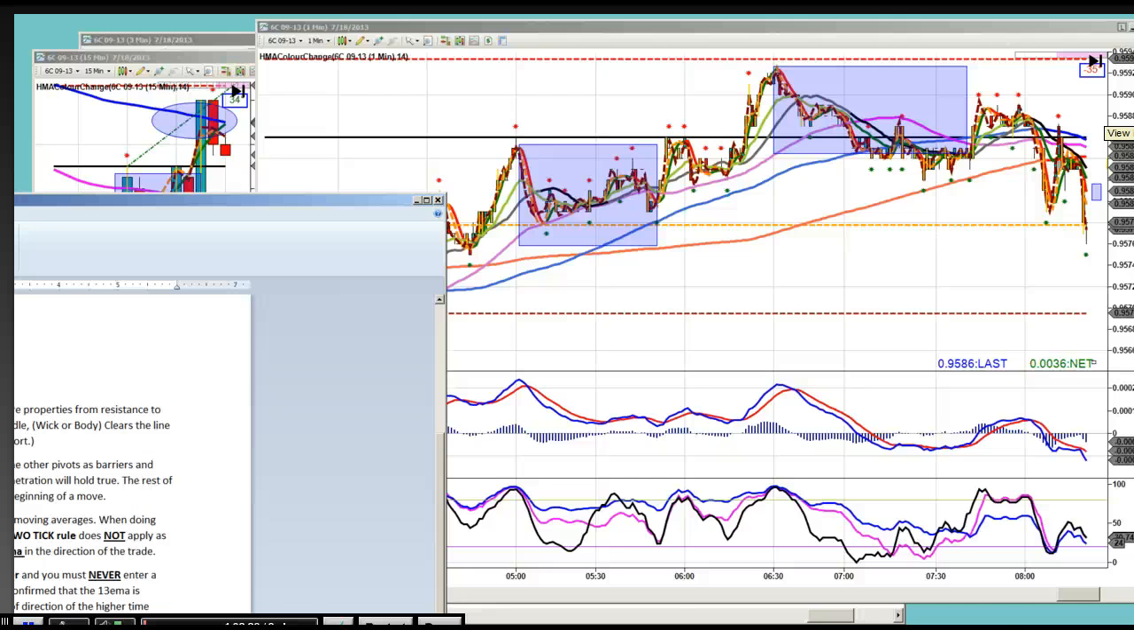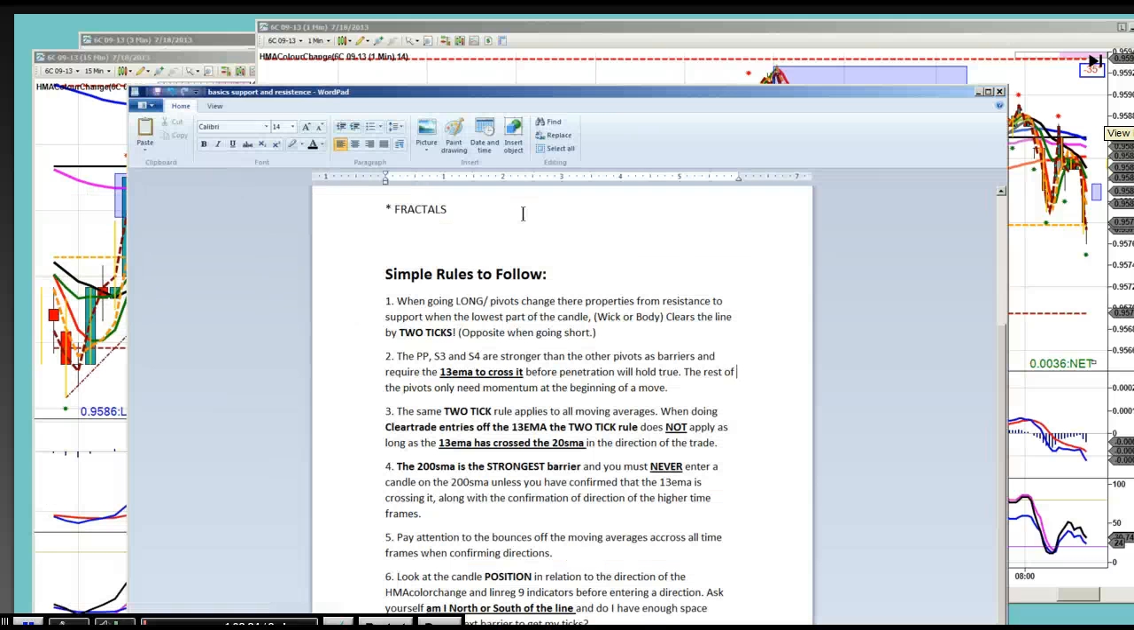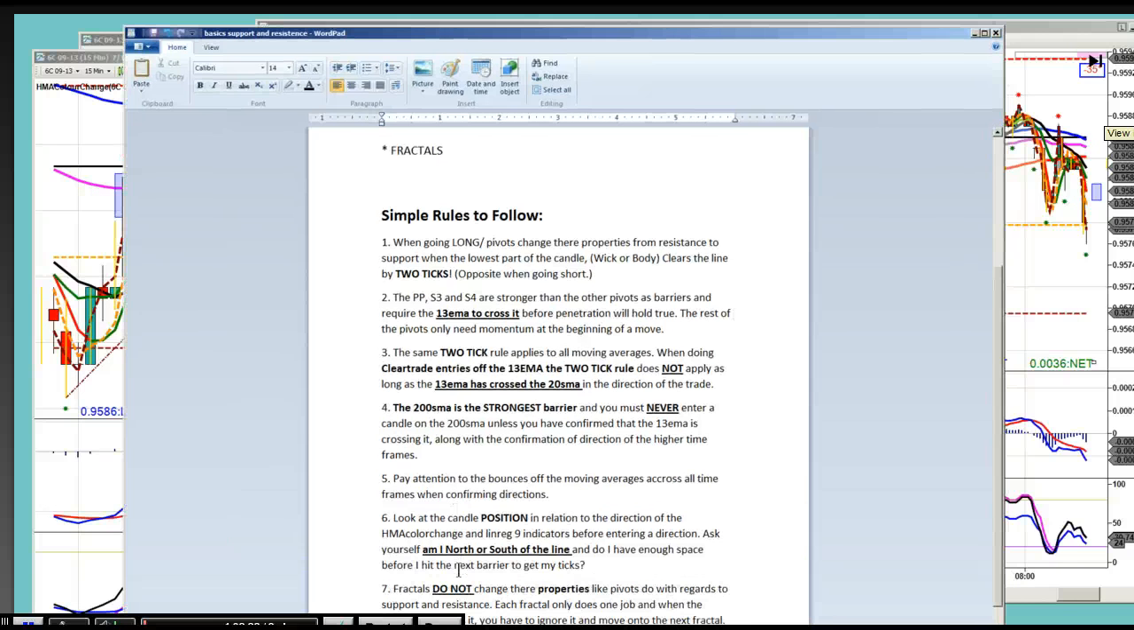The next thing that I really want to get into now is HMA and the fractals. These are very, very important in terms of timing. These two indicators are going to change your world in terms of timing, the HMA color change indicator and fractals. So now that you have an overview of moving averages and pivots, let's move on to number 6.